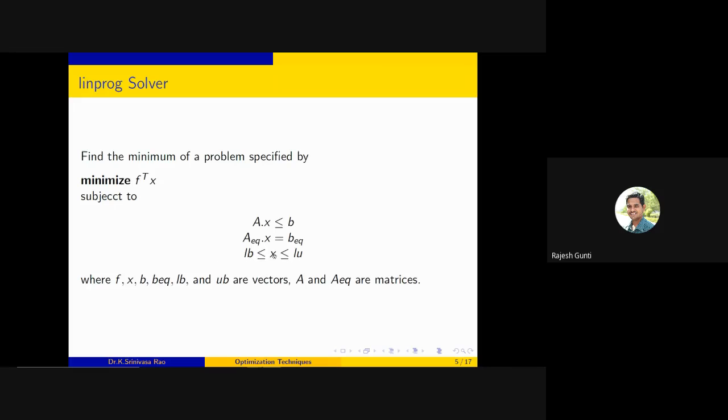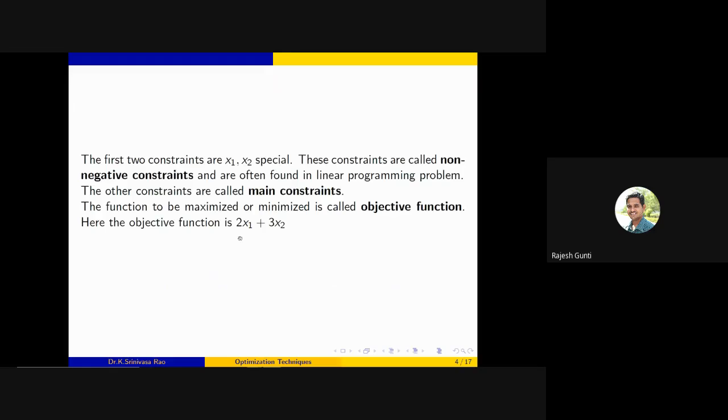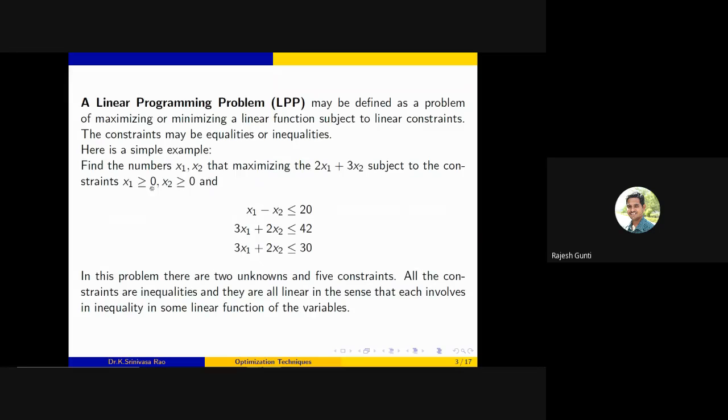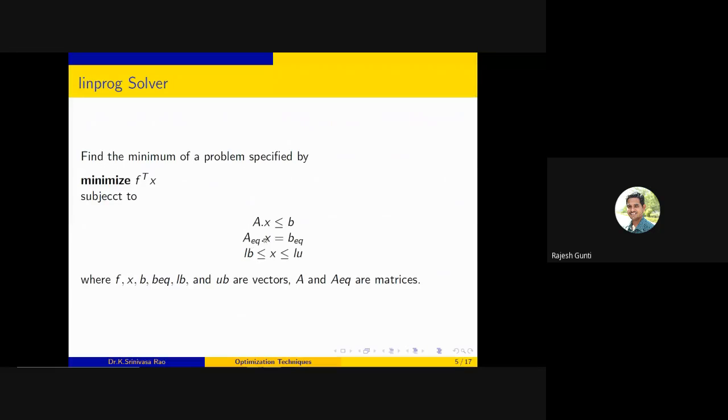In the previous problem, only lower bounds are there: x1 greater than or equal to 0, x2 greater than or equal to 0. And only less than or equal to constraints are present in the problem. Lower bounds are x1, x2, and no upper bounds. There is no limit for upper bound. All are less than or equal to constraints. In the previous problem, there is no equality constraint.